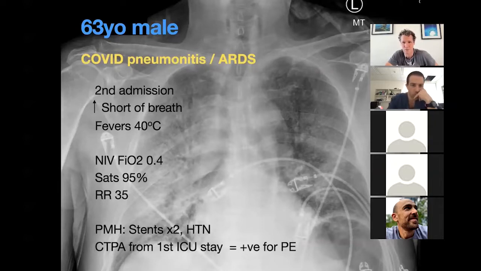This is a 63-year-old gentleman who was with us at the end of last month with COVID pneumonitis and an ARDS type pattern. This was his second admission to ICU. The first time he came just for hypoxia, settled on non-invasive, went to the ward, became increasingly short of breath with fevers, and came to us because of tachypnea, hypoxia, and tachycardia. We started managing him on NIV with FiO2 of 0.4 with reasonable saturation, but he certainly had an increased work of breathing. Background history of 2 stents, ischemic heart disease, and hypertension, and we did diagnose a PE on a CTPA from the previous admission, so he was on heparin already.